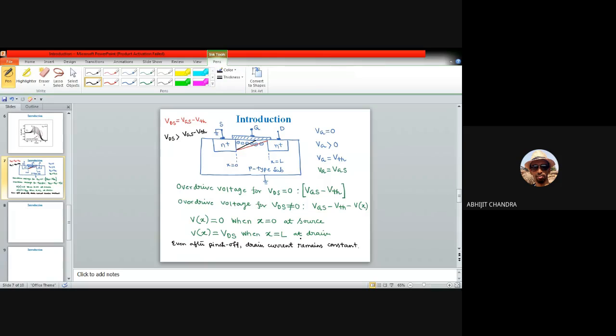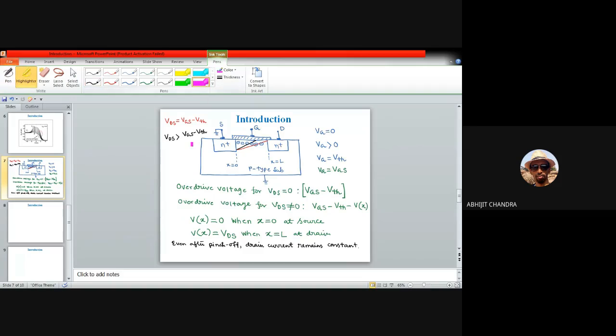So when the current is remaining constant, even after pinch off, if you increase the value of VDS, that means the drain to source voltage, initially the current will remain constant, but gradually, due to the short channel effect, if we increase the VDS value, the current will also increase slightly. This is known as channel length modulation. I'm not going into that right now, but I'll definitely discuss it. For the time being, let us assume that even after pinch off, if you increase the value of VDS, the current will be constant.